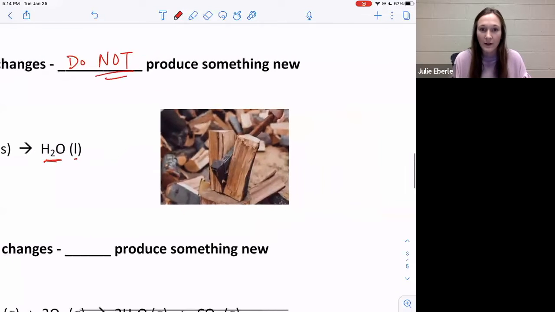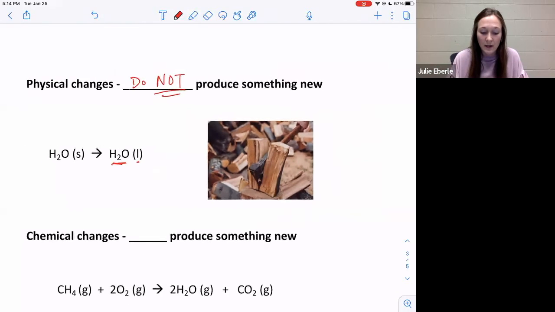Another example here, I have a picture of chopping wood. If you take a piece of wood and you split it into two pieces, each piece is still the same type of matter it was when those pieces were joined. If you split it into 10 pieces or more, each piece is still the same type of matter. Okay, so shattering, splitting something, slicing something, those are physical changes. The matter is undergoing physical changes.